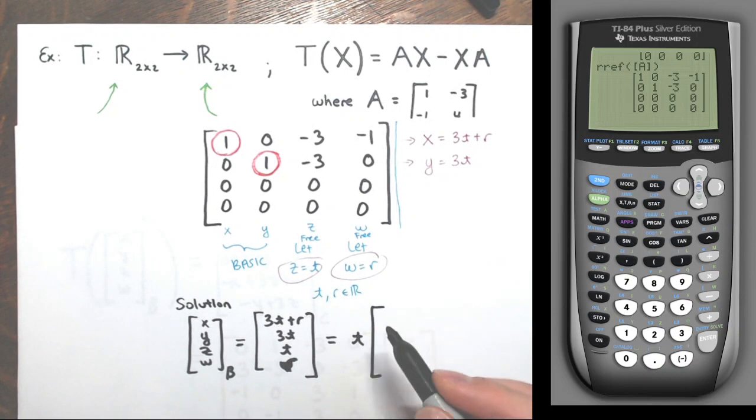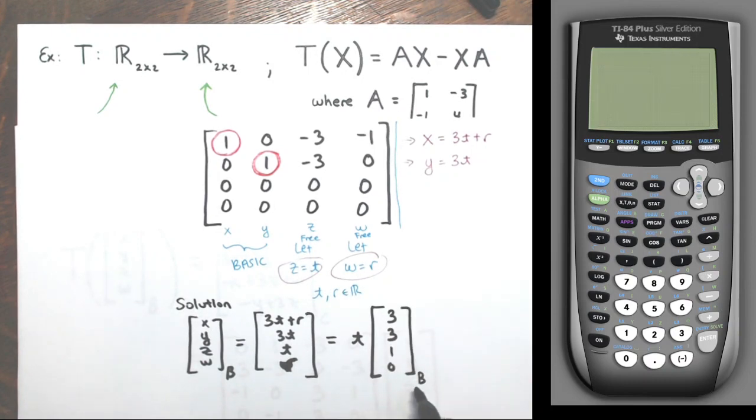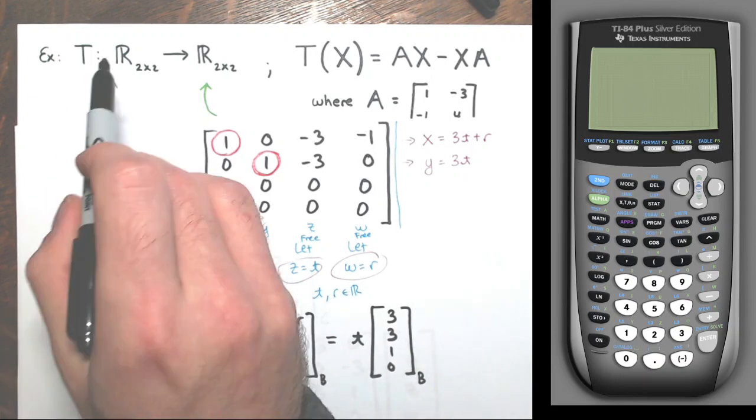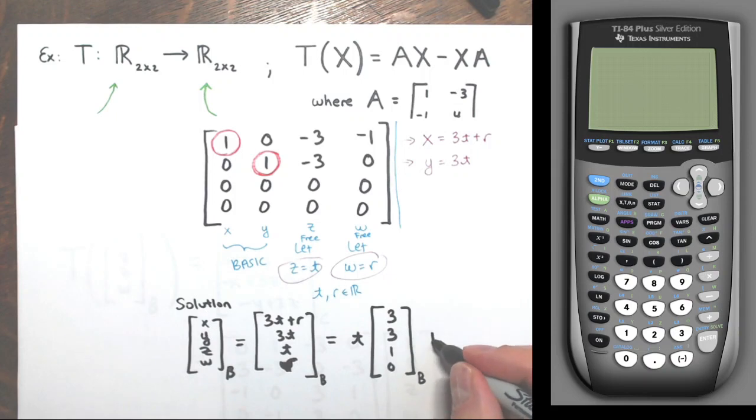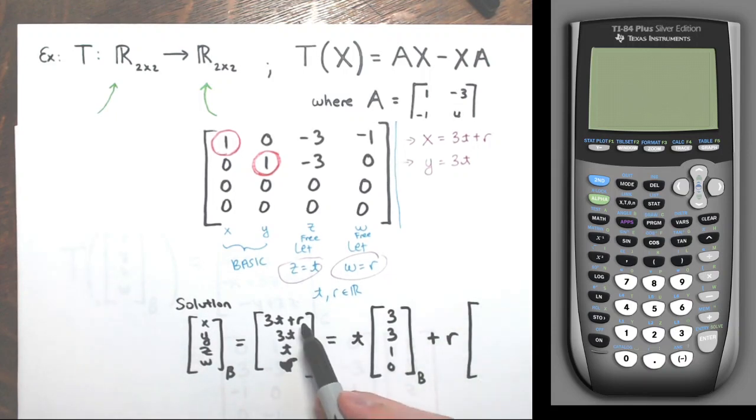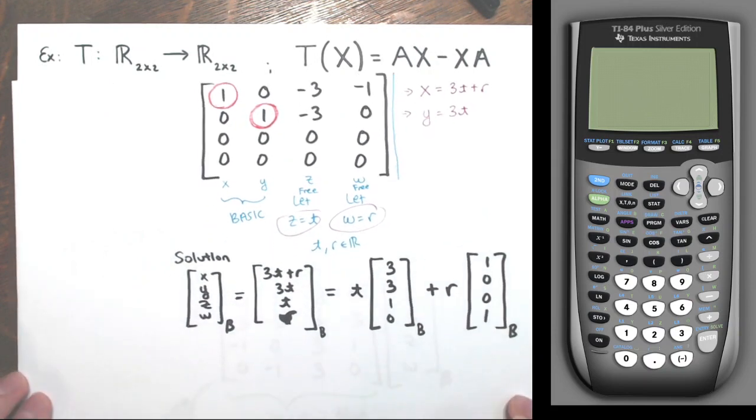This is t times, and then down the vector the coefficients of t: 3, 3, 1, 0. And again, these are all coordinates. These should all be coordinates with respect to basis B, right? The standard basis for the domain. Plus r times, and then down this column here, the coefficients of r: 1, 0, 0, 1. Again, with respect to basis B, right?